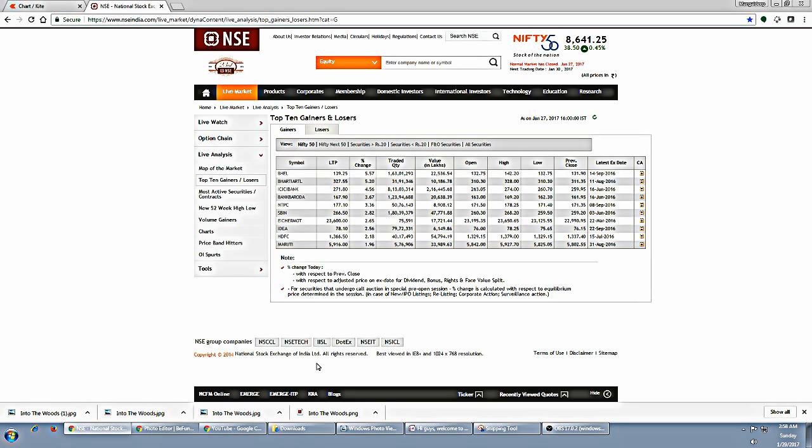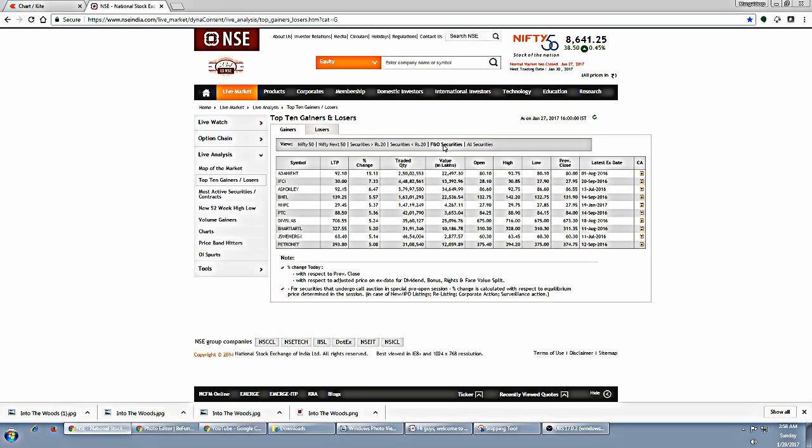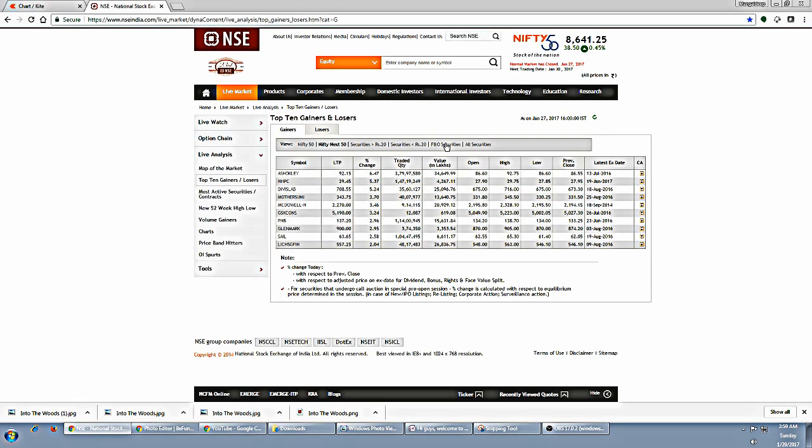Now let's say, for example, if the Nifty is going in an up direction, you have to follow three tabs that you see here. The first tab would be Nifty 50, the second tab would be Nifty Next 50, and the last tab would be FNO Securities. I repeat once again, if the Nifty is going in a high direction, you have to go to gainers and you have to follow Nifty 50, Nifty Next 50, and FNO Securities.